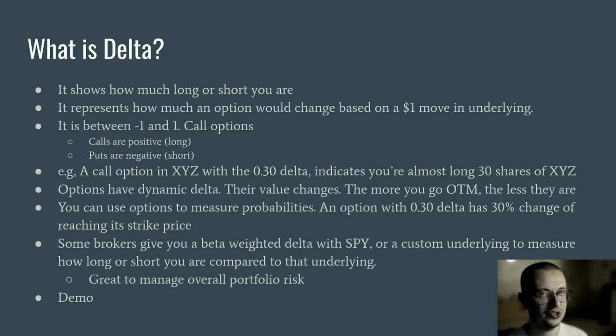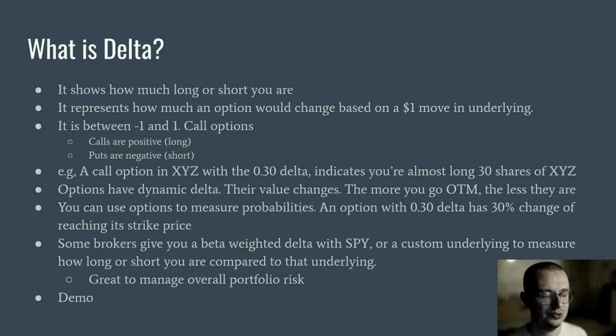Some of these brokerages show you a beta weighted delta with SPY where you can find how long or short your position is compared to SPY. They have a sophisticated formula that finds the correlation between your underlyings to SPY, and it'll give you a theoretical number which is not accurate but pretty good to manage your portfolio risk with.